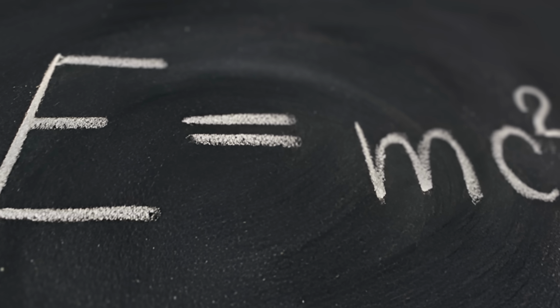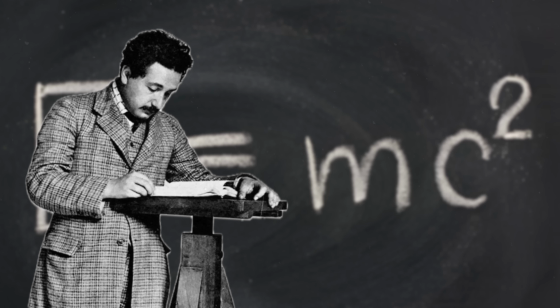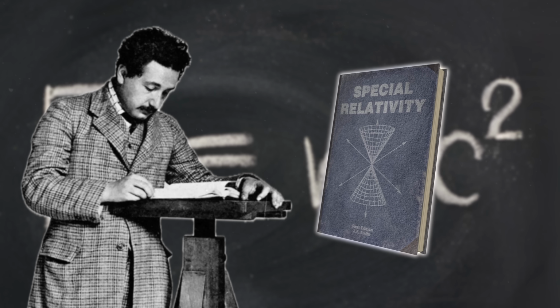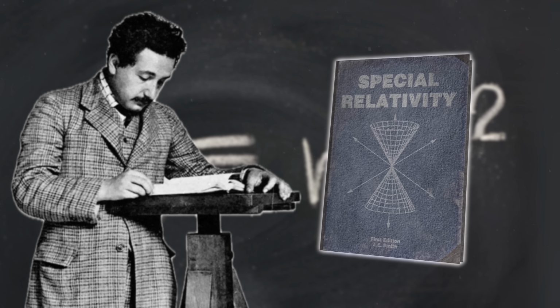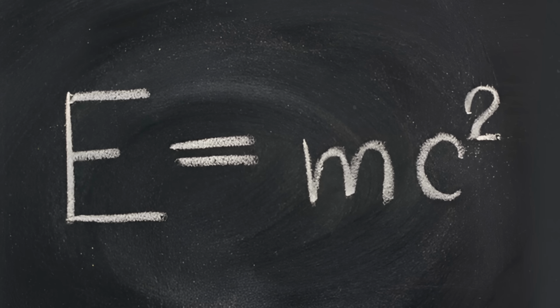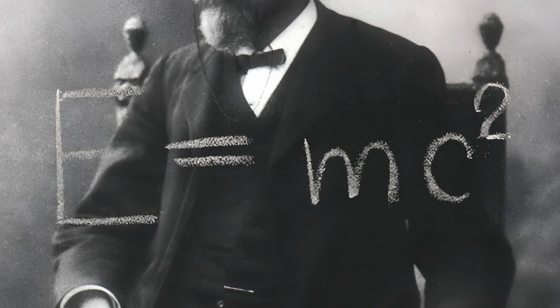For most people, E equals mc² is synonymous with two things: Albert Einstein and the theory of relativity. Few are aware, however, that, historically speaking, the celebrated mass-energy equivalence relation wasn't actually first discovered by Einstein.